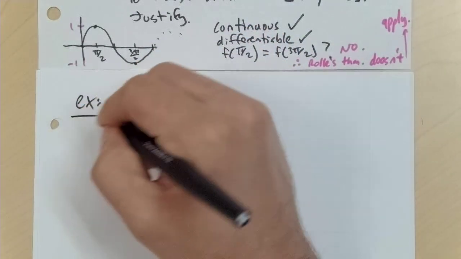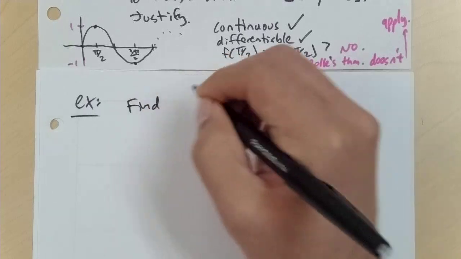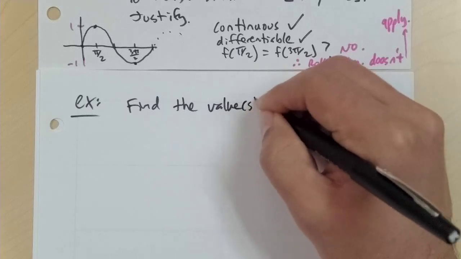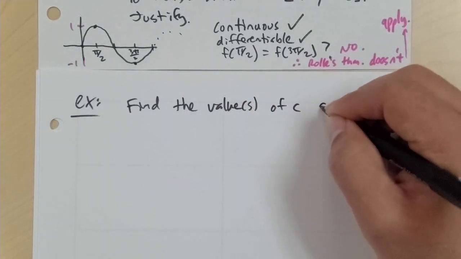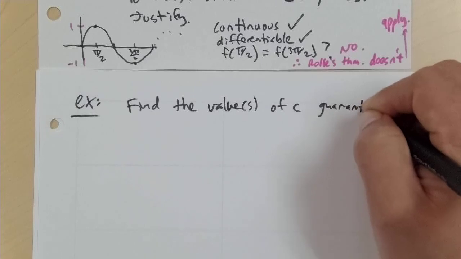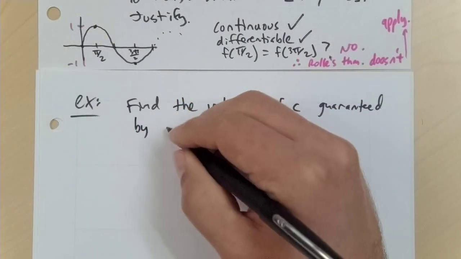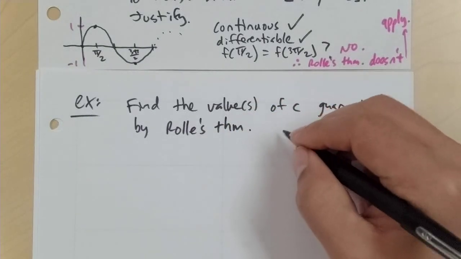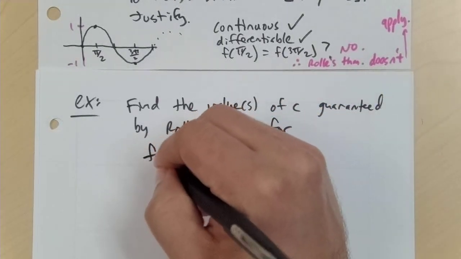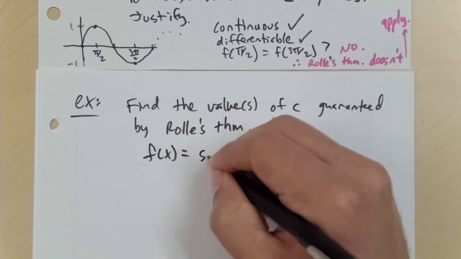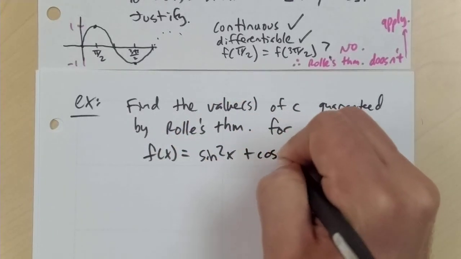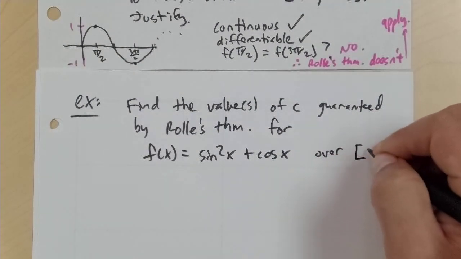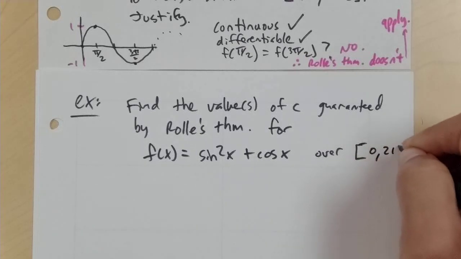So this one, find the value or values of c guaranteed by Rolle's theorem for the function f of x equal to sine squared x plus cosine x over the interval, let's go 0 to 2 pi.